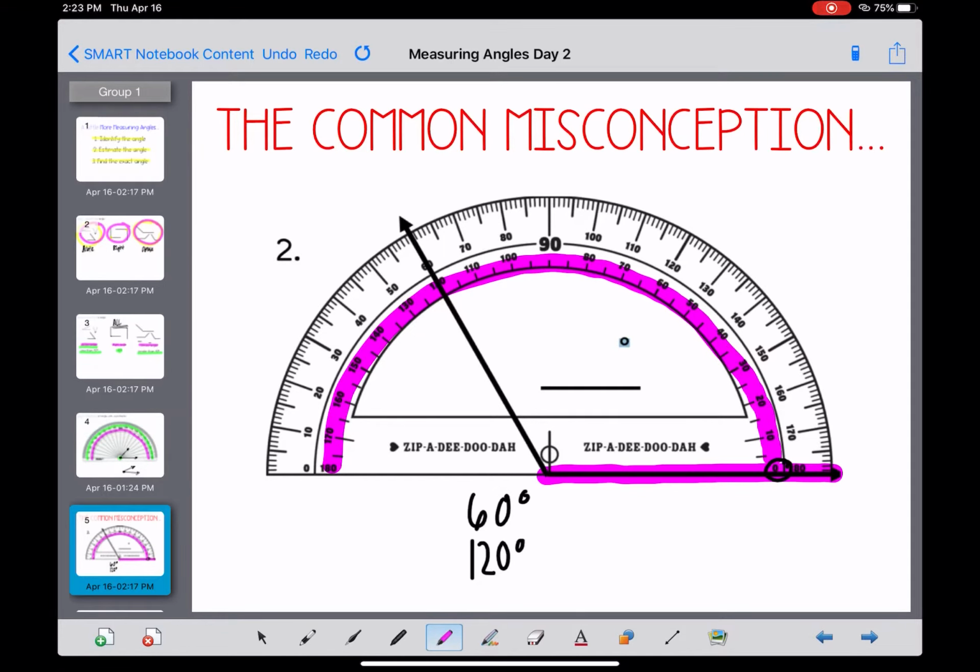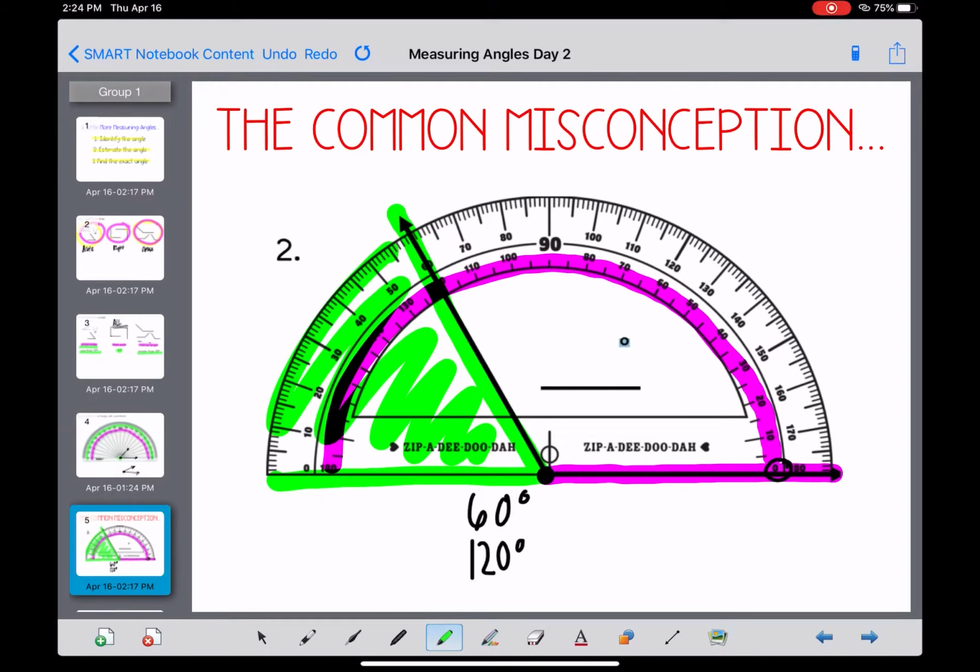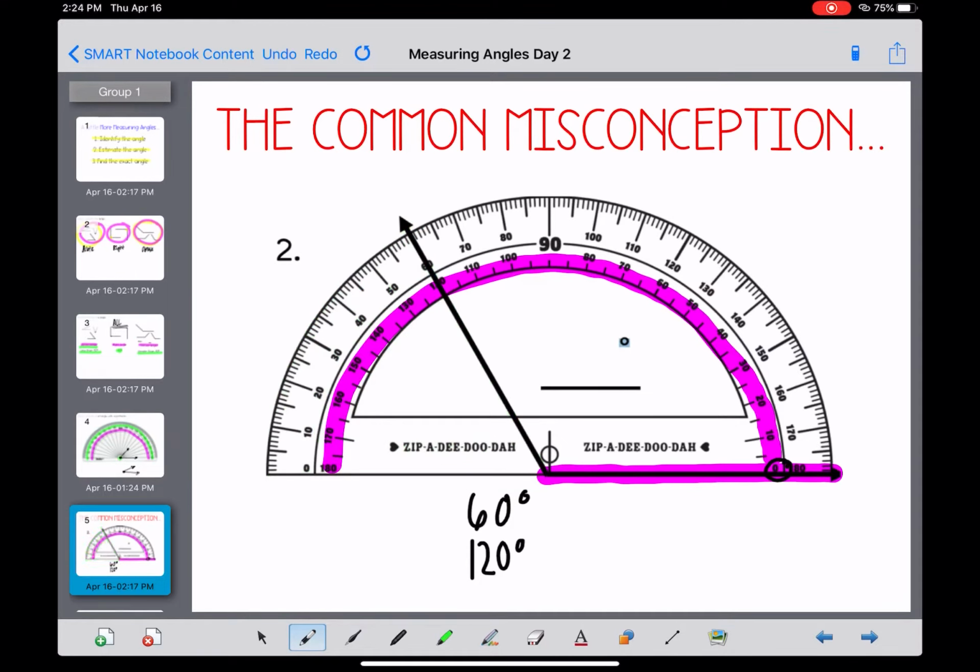Now if this ray was pointing, let's draw it with green, if the ray was going this direction and this were my angle, because the line is pointing towards this 0, I would use the outside numbers. But again, let's get that away because we don't want to look at that. Because my ray is pointing towards the 0 on the right, I'm going to use the numbers that start with 0 on the right. So we're not going to focus on that way though.